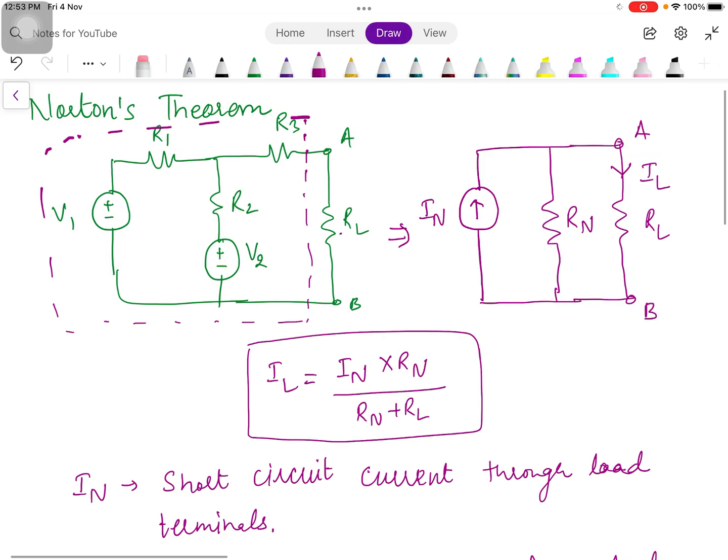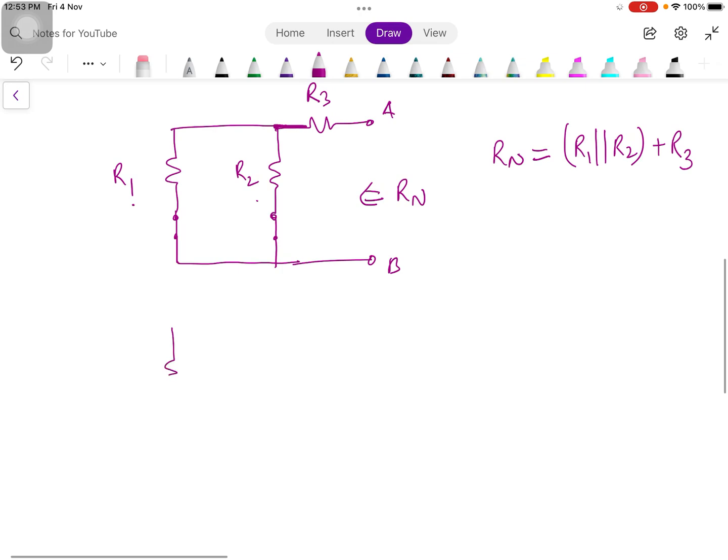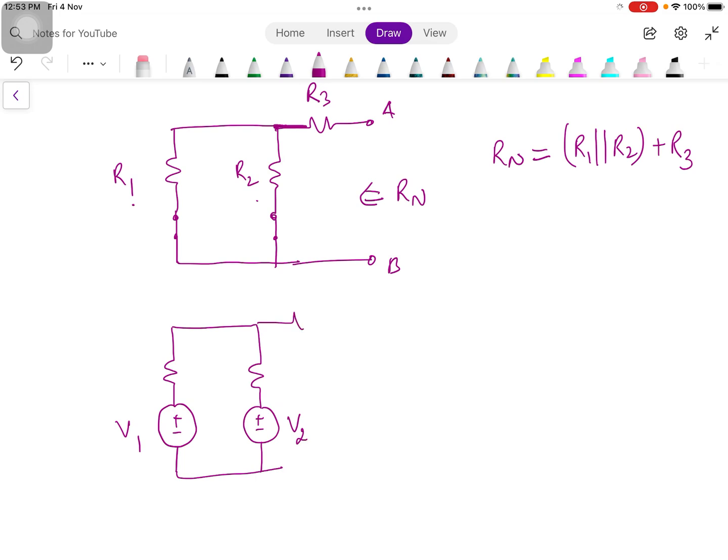Then we have to find out the short circuit current. Now to find out the short circuit current, what will we do? We have the circuit like this. These are the load terminals A, B, R1, R2. Now the load resistance is to be replaced by a short circuit. Then we will calculate the value of the short circuit current.